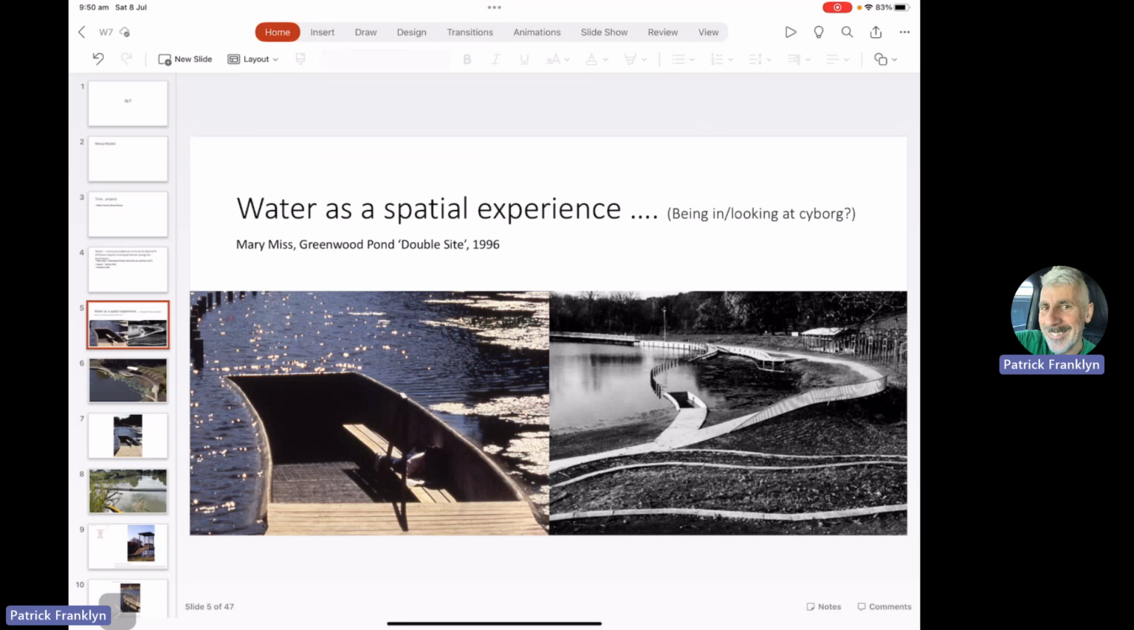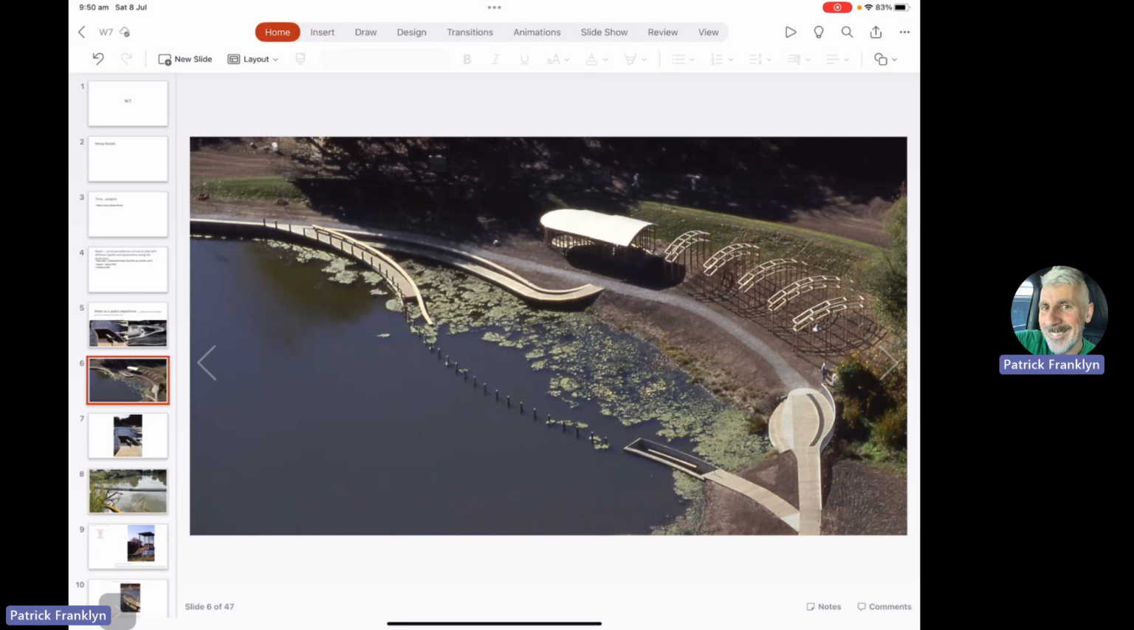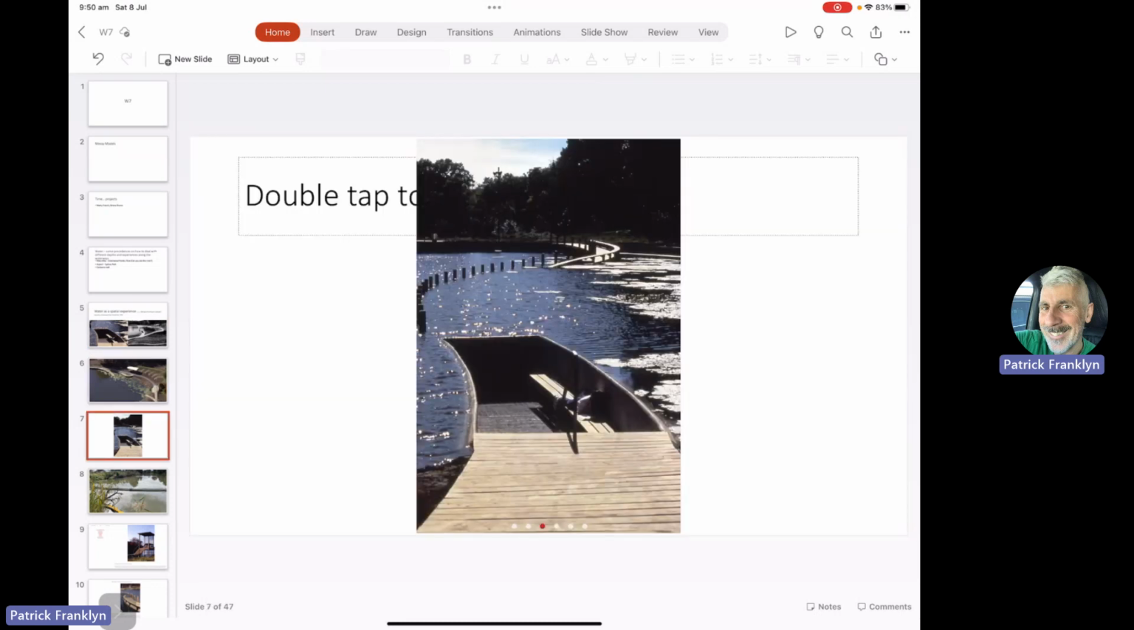This is the Mary Miss Greenwood Pond project. So some of you might have seen it. It's 1996. I think for those of you that are particularly working up in Scarborough Ponds area, I think this way of immersion and this idea of being in the water potentially and thinking about the water paths or water humans as a sort of cyborg, like how do you get them to relate to each other? And I think what Mary Miss is doing here is grappling with that. And we get this inverted room, which I just think is just brilliant.